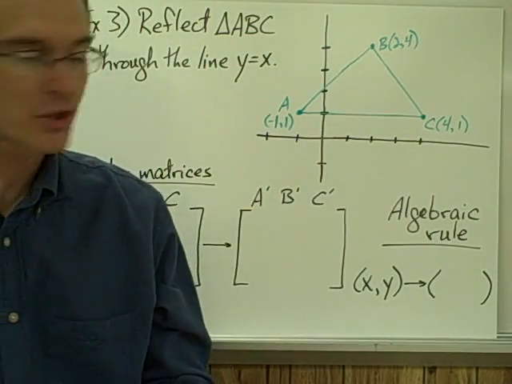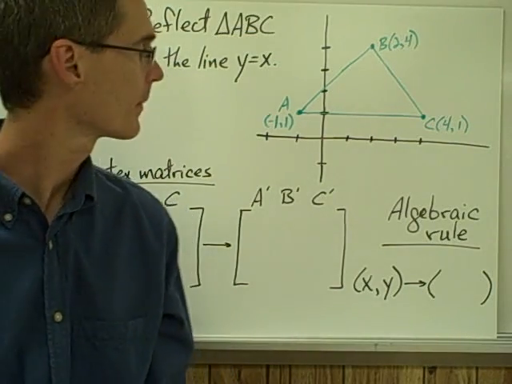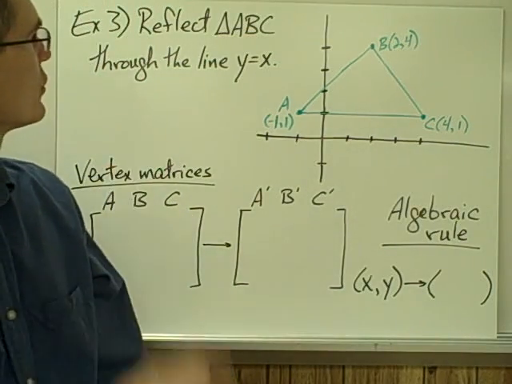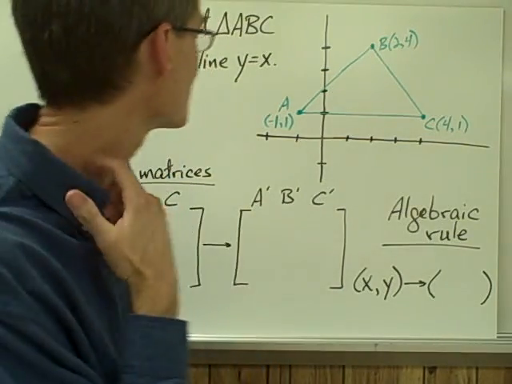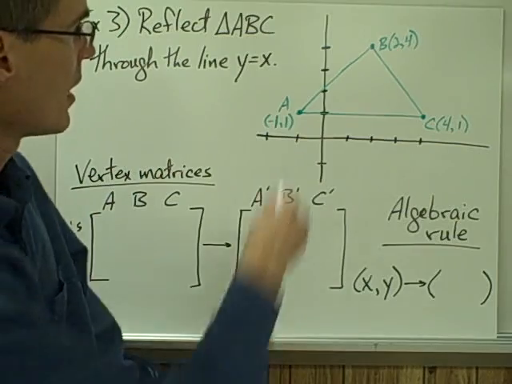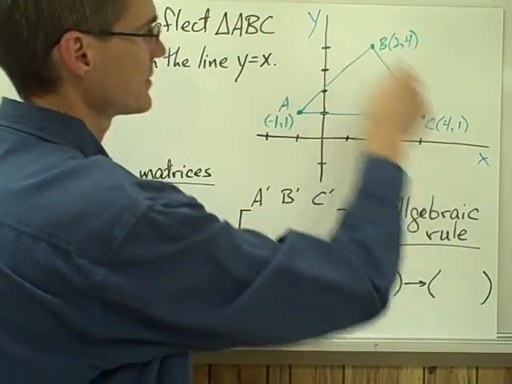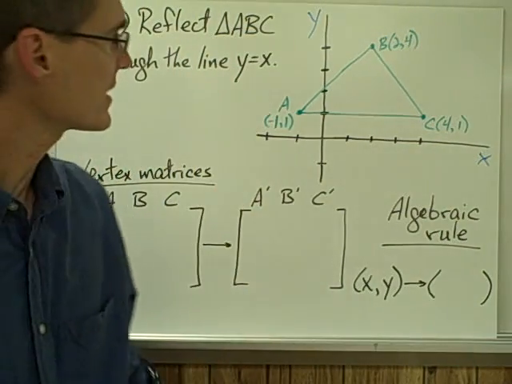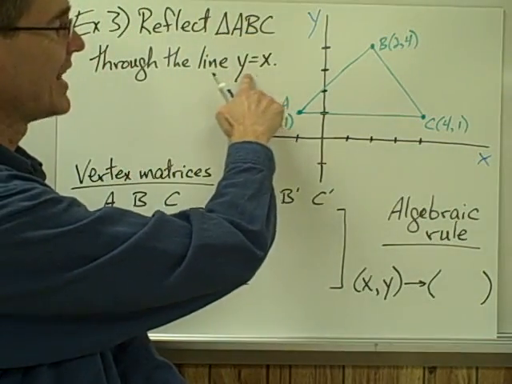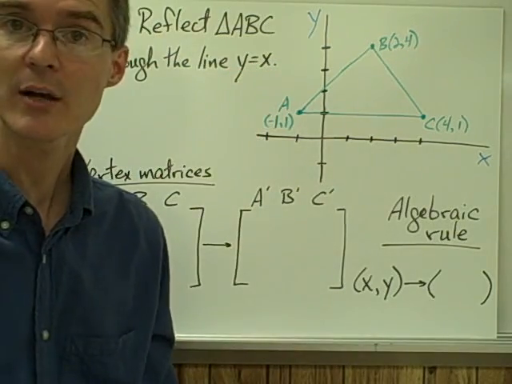Now we're going to do a reflection through the line y equals x. In order to do the reflection through the line y equals x, I want to first sketch this line y equals x on my set of xy axes here. So here's my x-axis, here's my y-axis. And the line y equals x is just the line that has all of the x coordinates equal to all of the y coordinates.